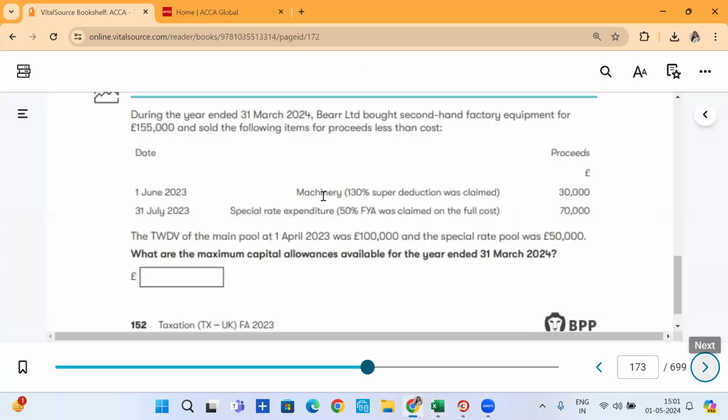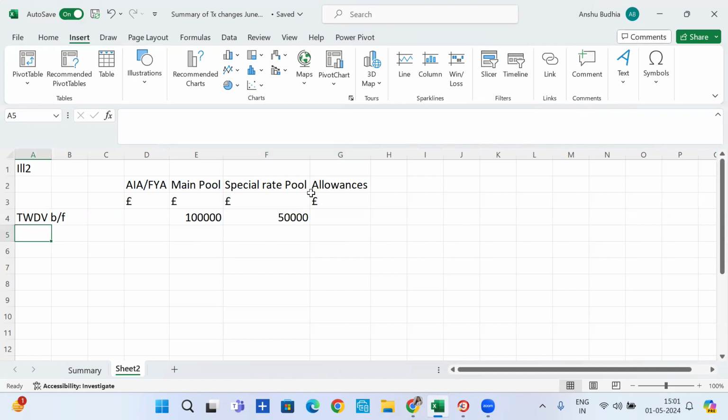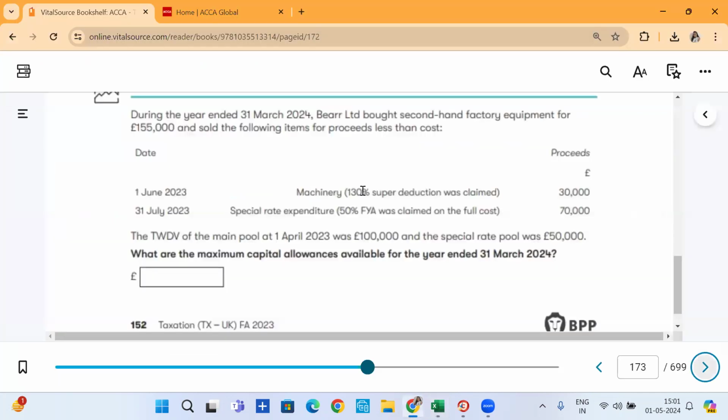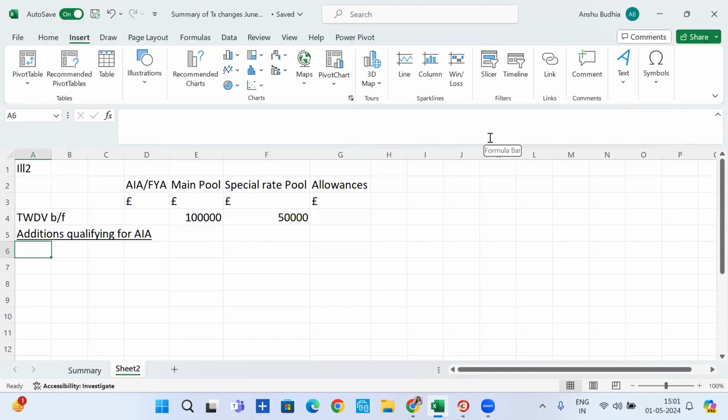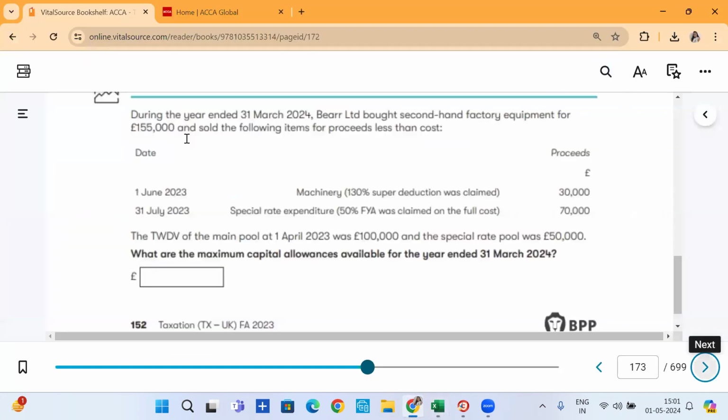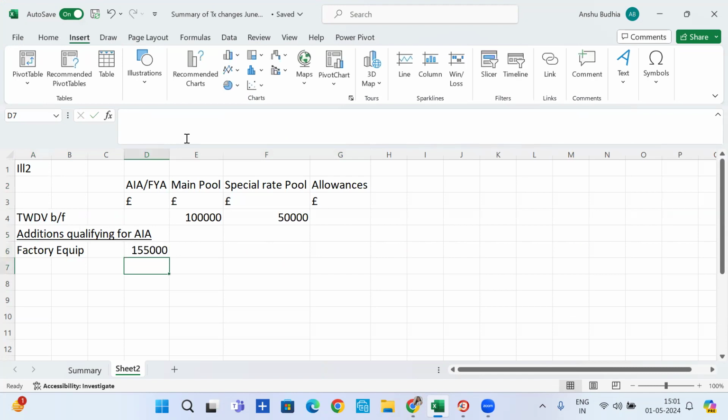Now the next there is an AIA. So I will write here additions. You know, we always give this heading additions qualifying for AIA. Underline it. Just write the name. It is second-hand factory equipment. So factory equipment. What is the value? It is 155,000. We have full AIA available. So we will write here AIA.